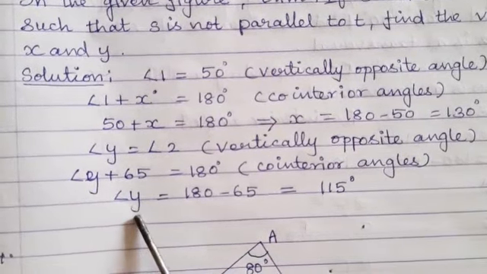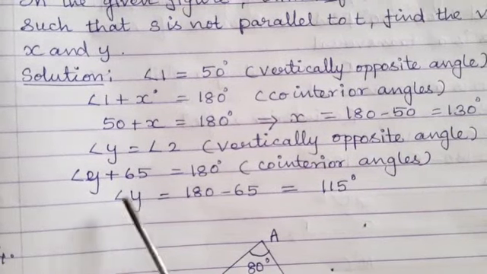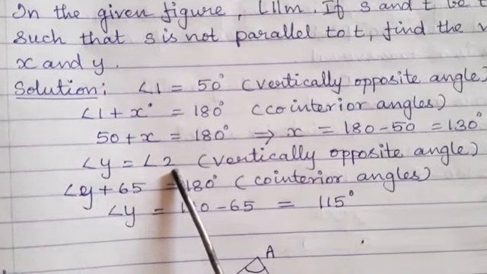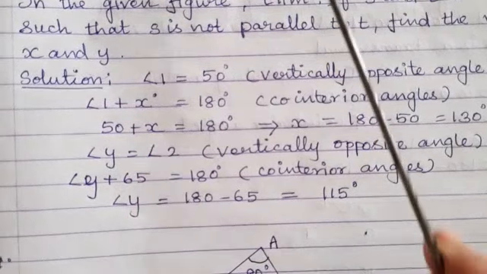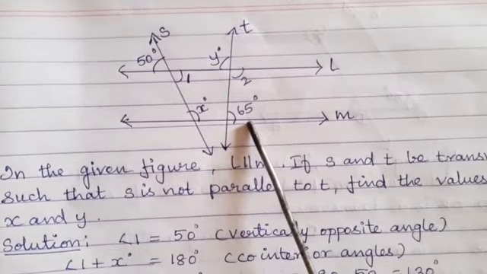Why have I written Y here? Because we are going to find out Y. We know that angle Y equals angle 2. Angle 2 plus 65 is equal to 180, co-interior angles.